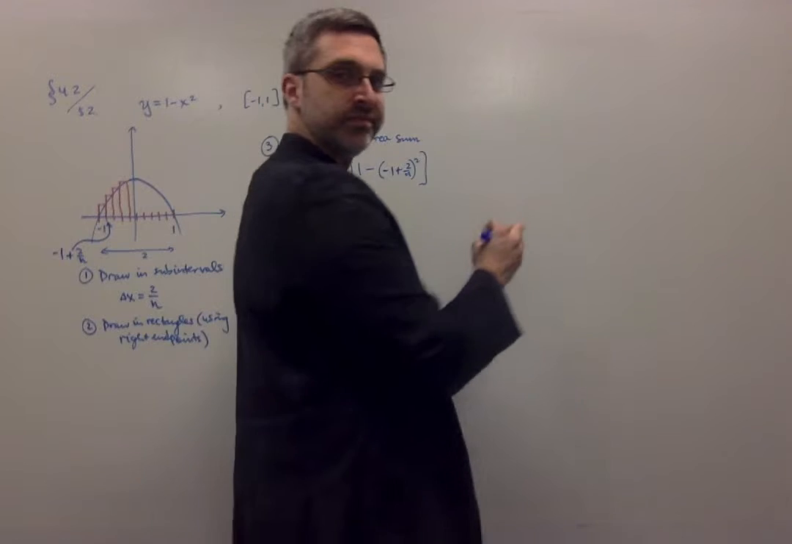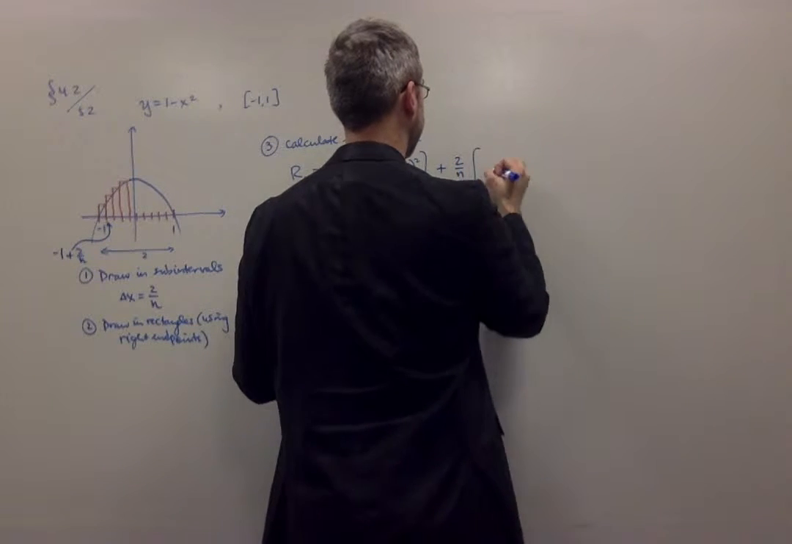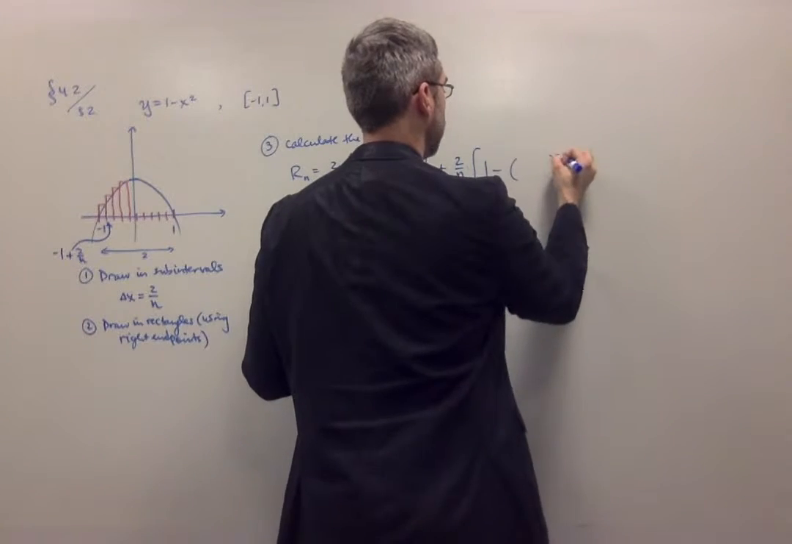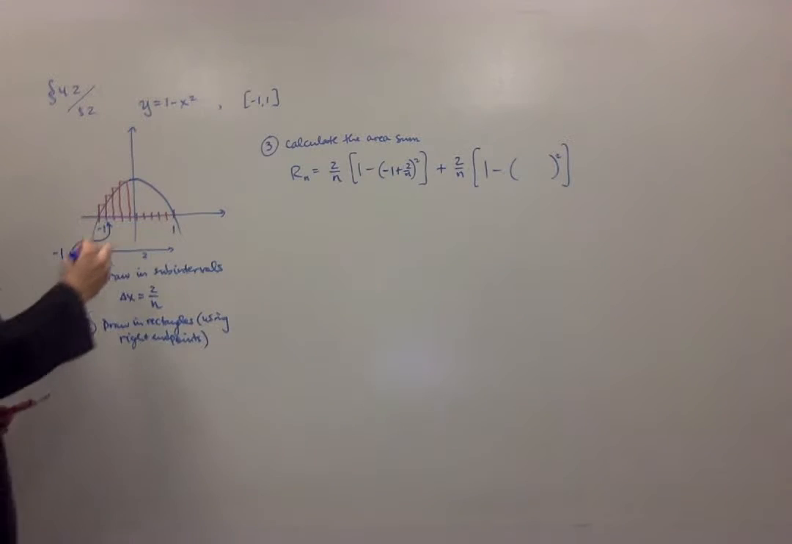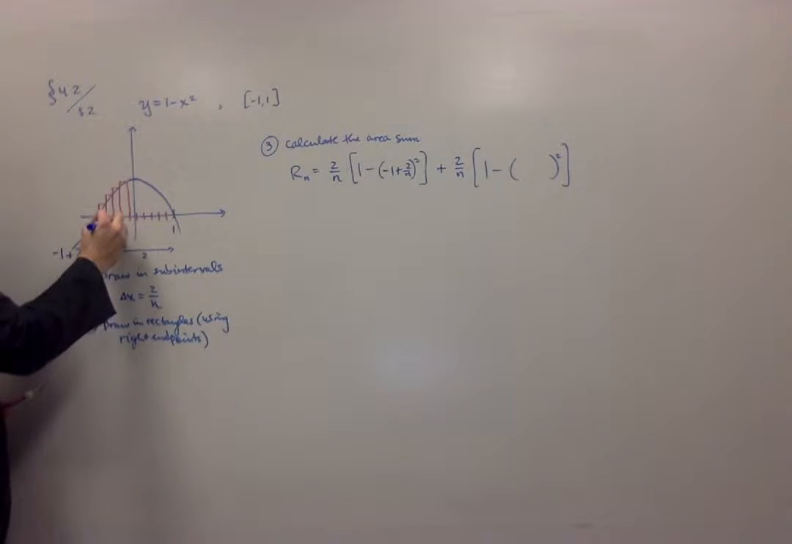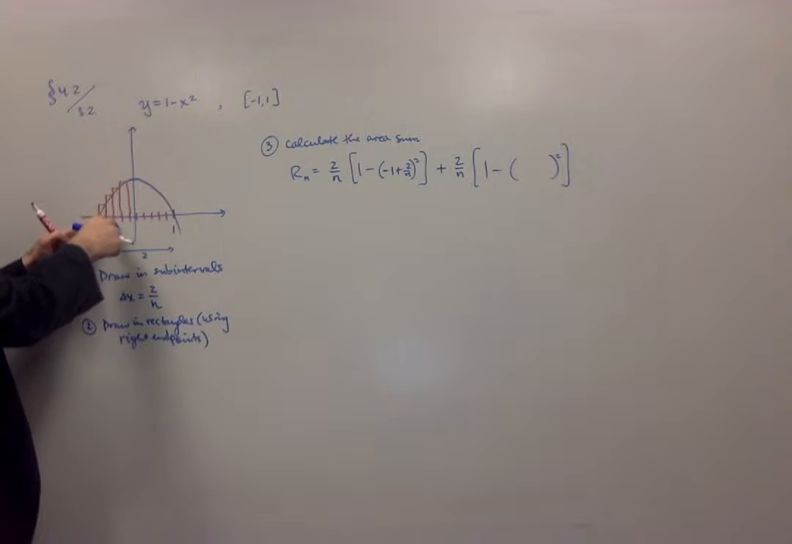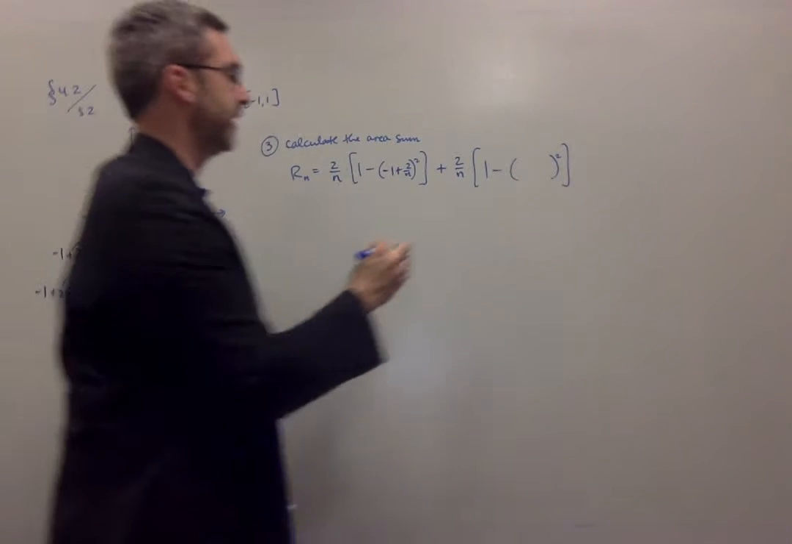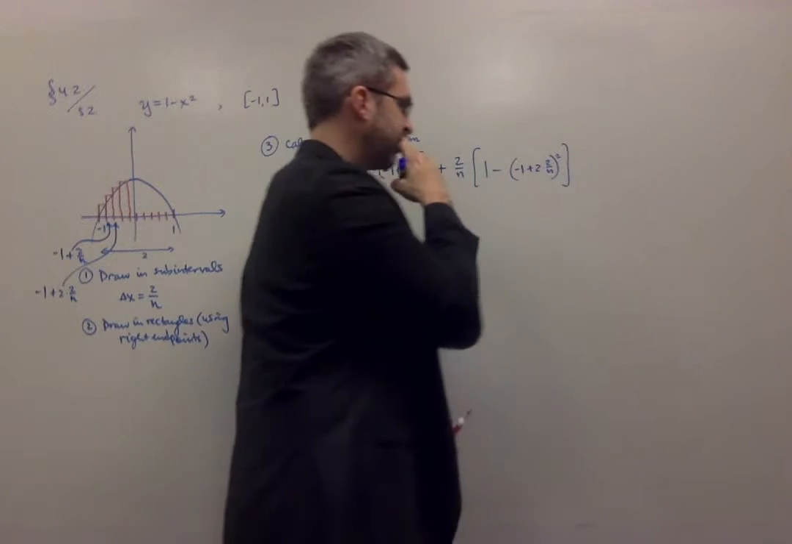Okay. All right, next rectangle has width 2 over n, and for the height, we plug again into that function 1 minus x squared, but we plug in this point, and this point is -1 plus 2 copies of 2 over n. I started at -1 and I went over 2 copies of 2 over n. So it's -1 plus 2 copies of 2 over n.